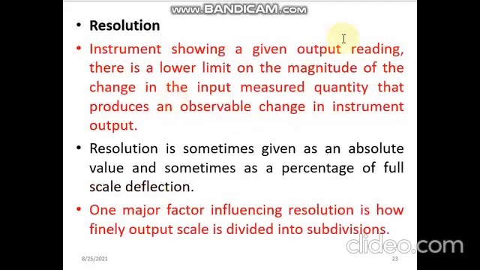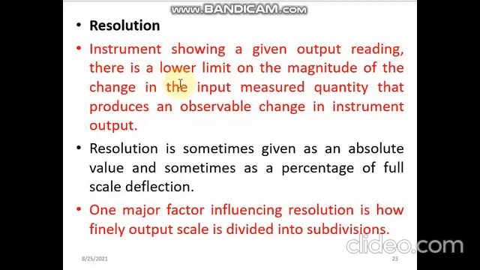The resolution of an instrument is how clearly the reading of that instrument is displayed. Just like the cameras of our phones, we have 3 megapixel, 10 megapixel, and what have you. The higher the number of pixels, the clearer the image. So the resolution sometimes is given as a percentage of the full scale deflection also, and sometimes it is given just as an absolute value on its own.